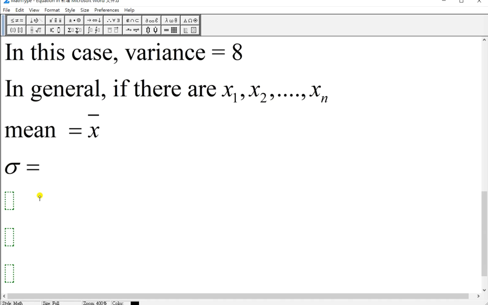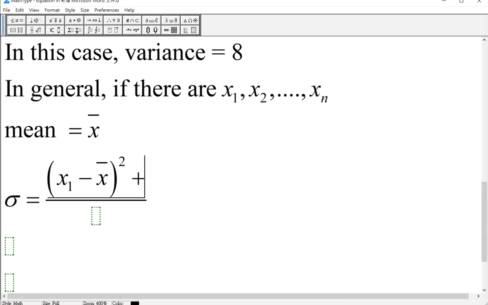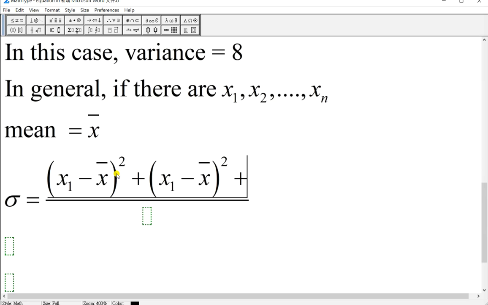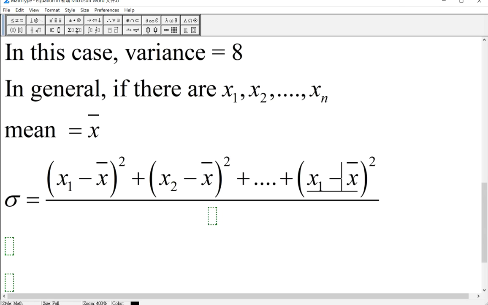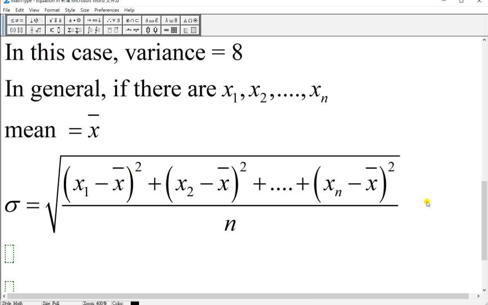How do we find this? That is the fraction: every data minus the mean, and then take the square, and then keep on adding them, the first data, the second data, and so on up to the nth data. So you find the difference between every data and the mean, and then divide by n. Again, take the square root. That is the actual formula. But you find that it will be quite clumsy if you show it in the exam, so it's actually not needed.